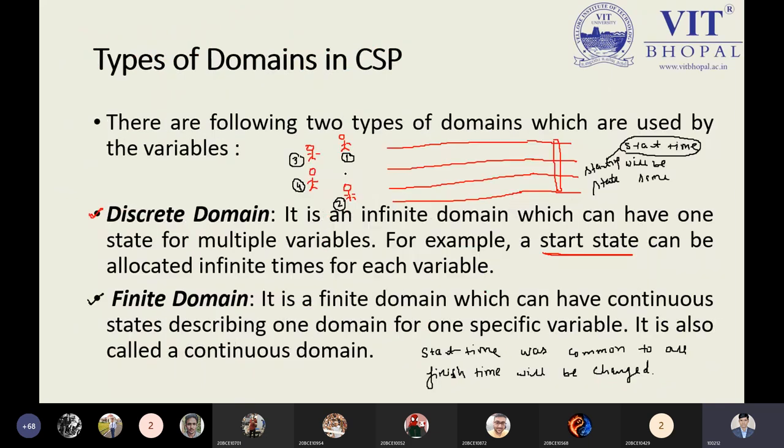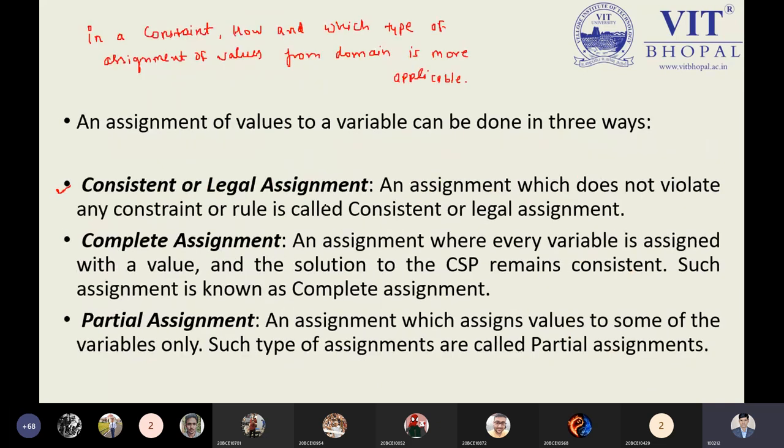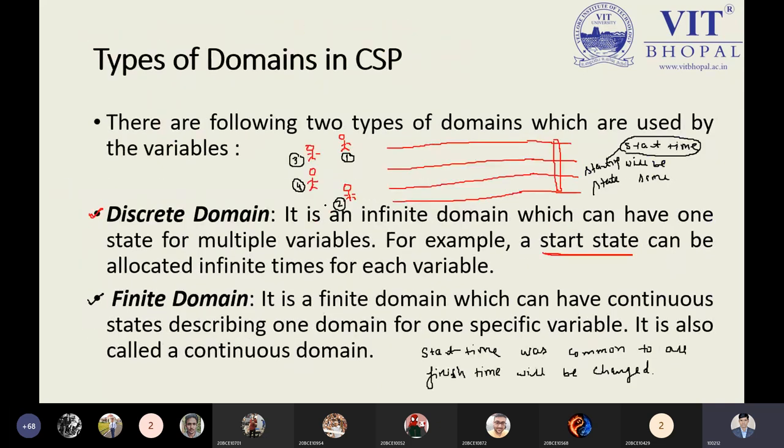Now this is clear. If we're talking about the variables, then we have seen the assignment, how we can assign the variables, but we need to think about the domain. I have taken a real life example and drawn something here for better understanding. So definitely the domain can also have two types of flavor. Variable we have seen, domain we have seen.